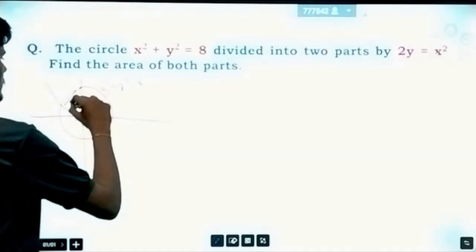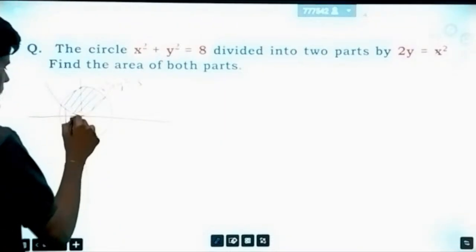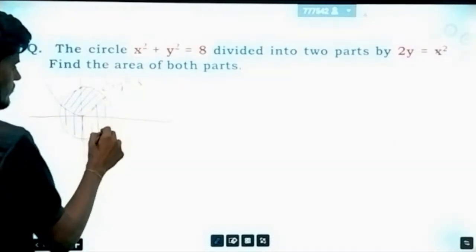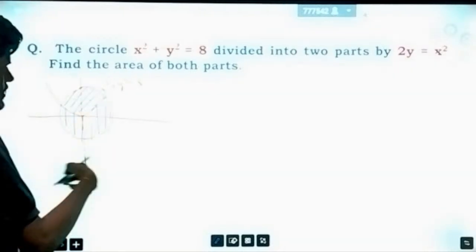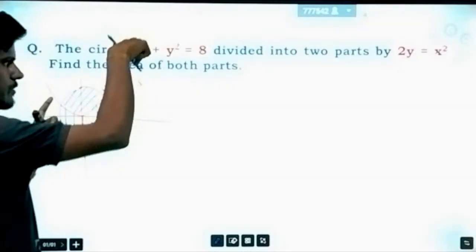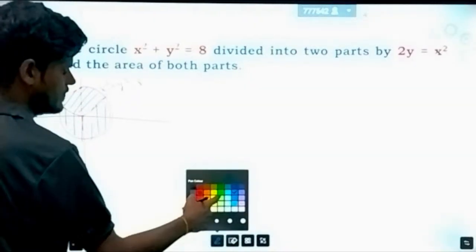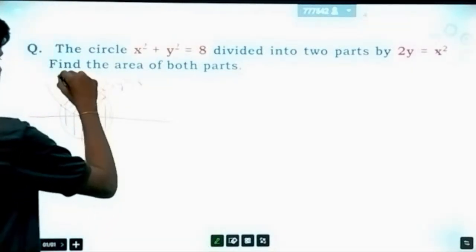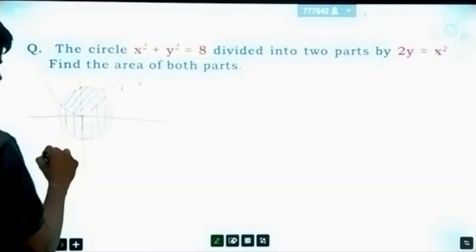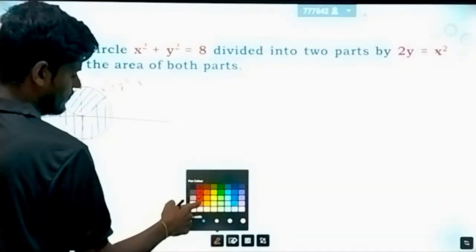Now this area is A1 and the other area is this region. So this circle is divided into two parts by this parabola. Now we have to find both the areas. Let this area be A1 and this area be A2. Now we have to find A1 and A2.